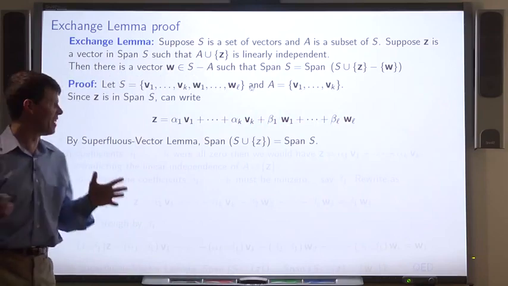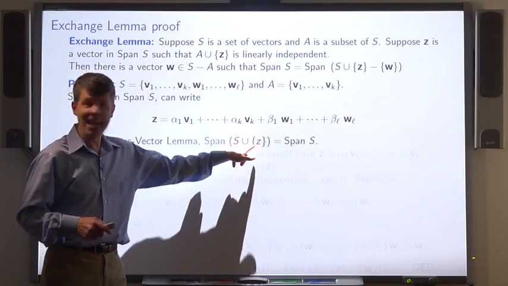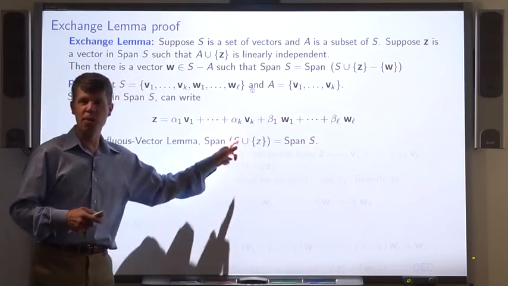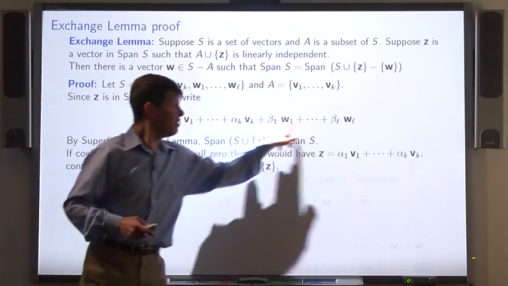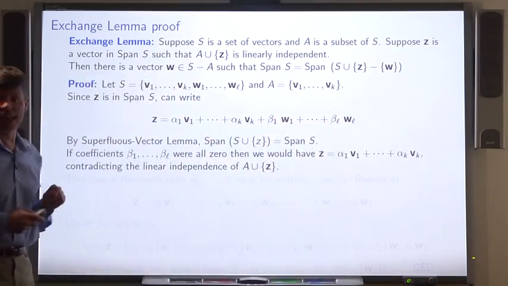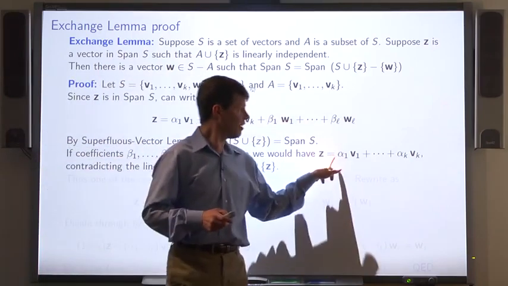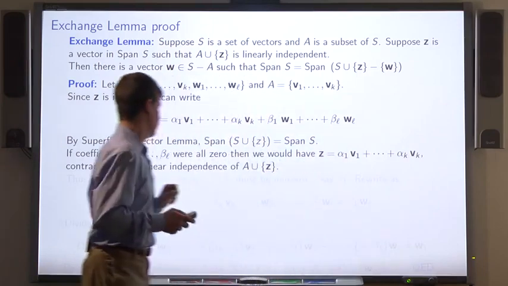By the superfluous vector lemma, the span of the set obtained from S by adding in Z is the same as the span of S. Z is a superfluous vector. Now, if these coefficients, beta 1 through beta L, were all 0, then we would have written Z as a linear combination just of the vectors V1 through Vk.